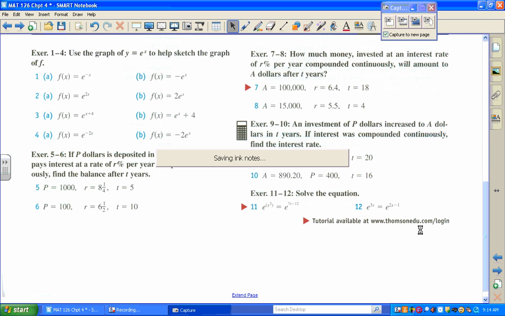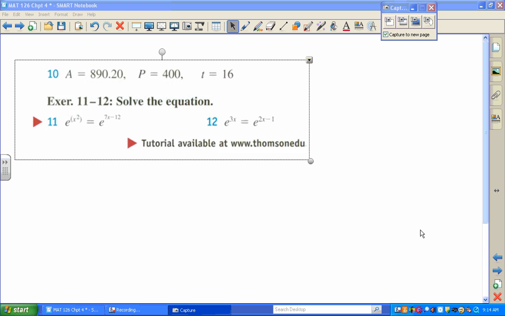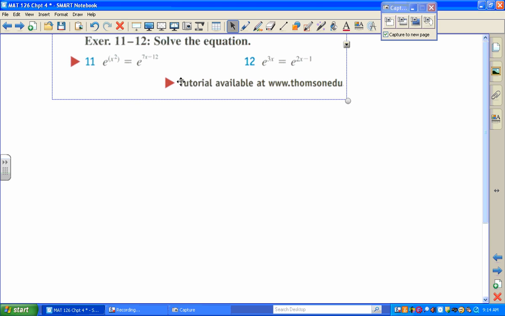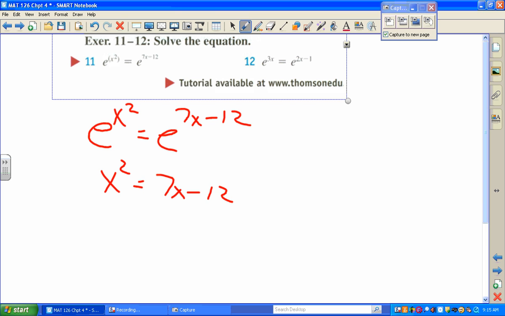All right, on number 11. To solve the equation, I'm going to take e to the x squared equals e to the 7x minus 12. Since the bases are equal, what can you do with the exponents? Set them equal. So now, when does x squared equal 7x minus 12? It's a quadratic. Swing everything to the left because I like a positive a: x squared minus 7x plus 12 equals 0.